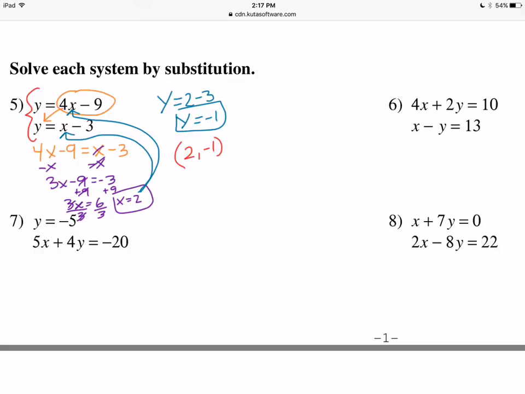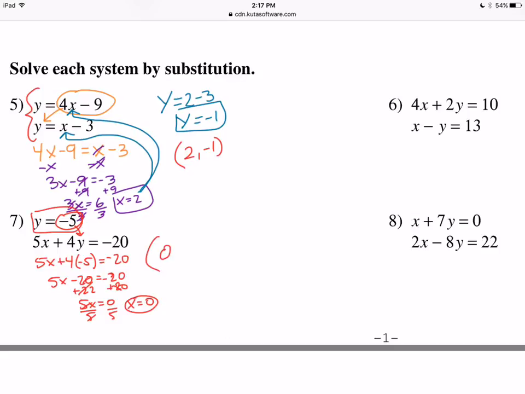So like I said, for number 7, couldn't I just plug in negative 5 for y right here? So it would be 5x plus 4 times negative 5 equals negative 20, excuse me. So it would be 5x minus 20 equals negative 20. And I would add 20 to both sides. And 5x equals 0. Divide by 5. x equals 0. So it makes it even easier when you already know what y equals. Because x equals 0, and I don't need to solve for y because y is already solved. So these two lines cross at (0, -5). That's the answer for this question.